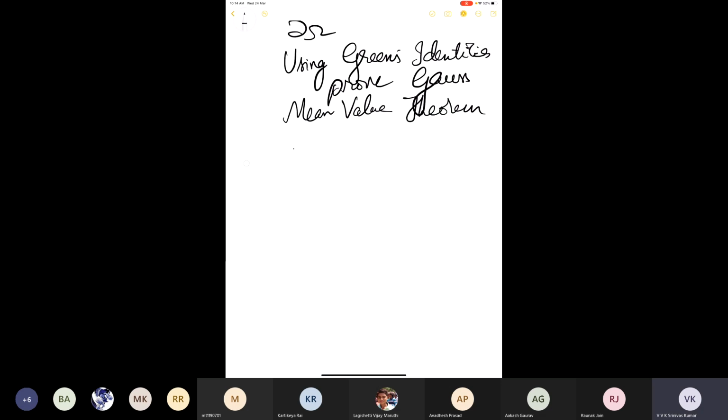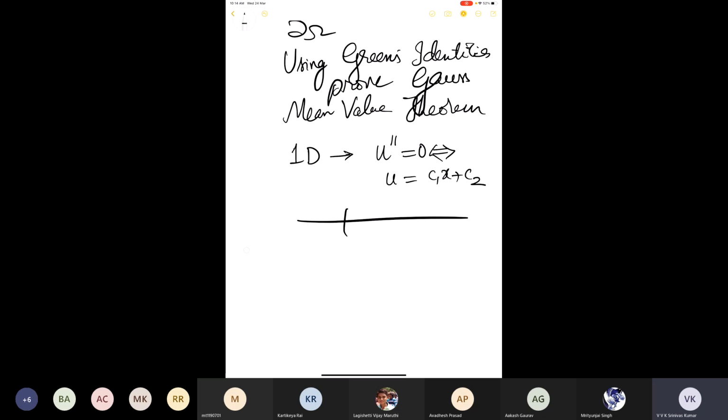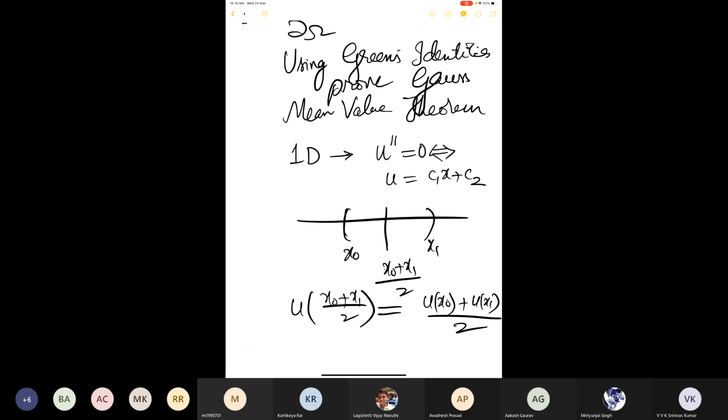In 2 dimensions, what I mentioned in 1 dimension is that harmonic functions are those with double derivative 0, which implies that u is a linear function, and if it is a linear function, it is harmonic. So take any interval x0, x1, and the value at the midpoint is nothing but the average of values at the endpoints. That is the Gauss mean value theorem.